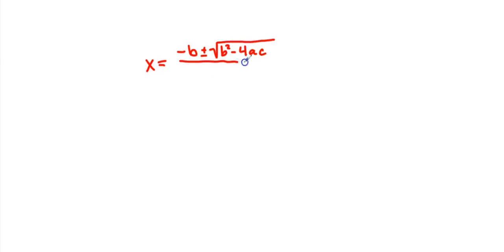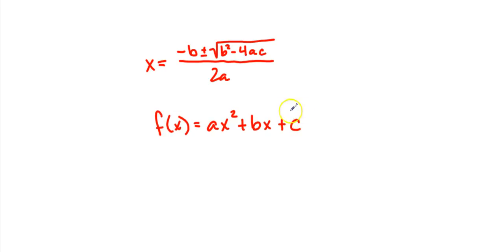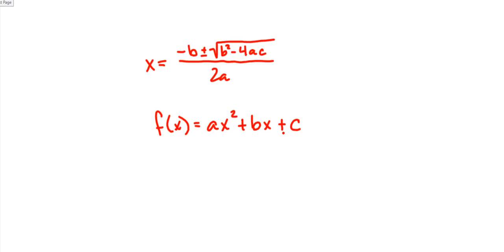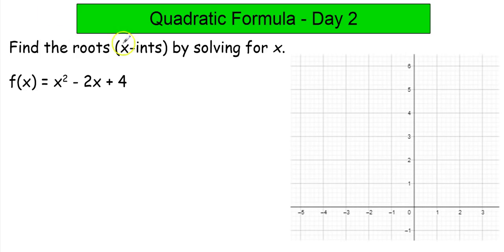times c over 2a. And just a reminder that you can find these values, a, b, and c, from your function. A is always the number in front of the x squared term. B is always the number in front of the x term, or the term that has one singular x. And then c is always the term that's by itself. Alright, so we've got that quadratic formula.